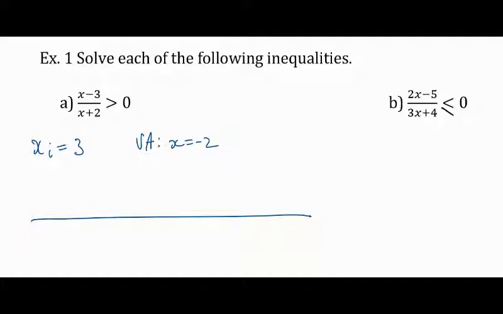And we go left to right. I have a vertical asymptote at -2, and watch what I do. I draw it like an asymptote. I have an X-intercept at +3, and we label them. Okay. And then I do this.